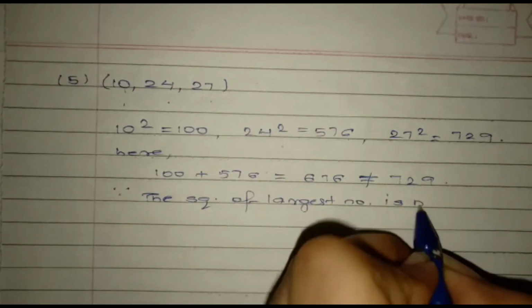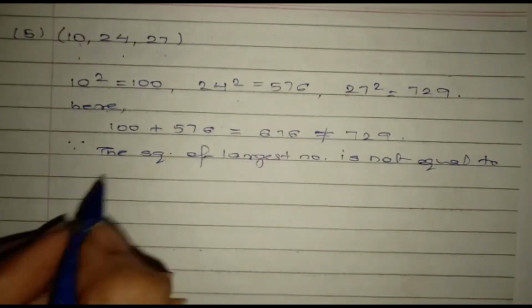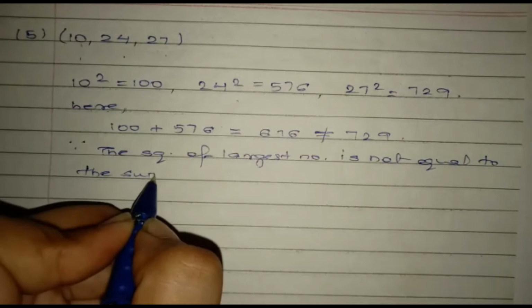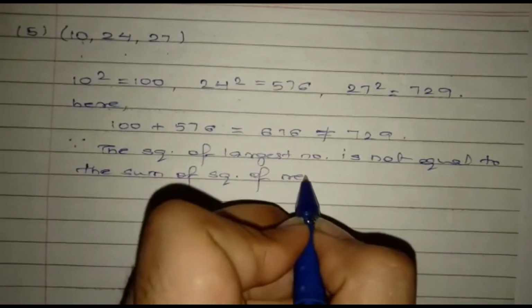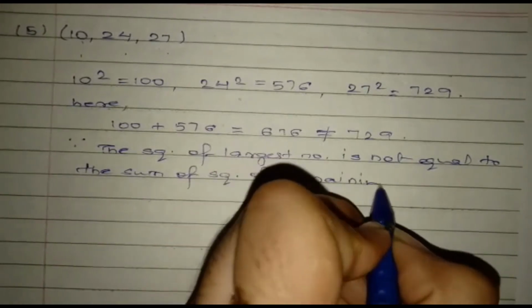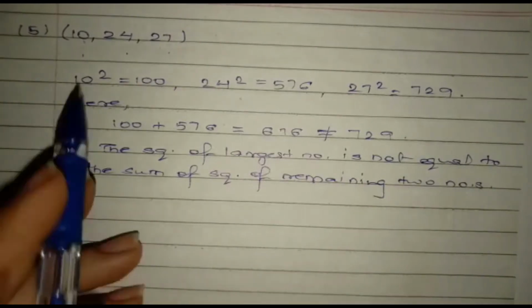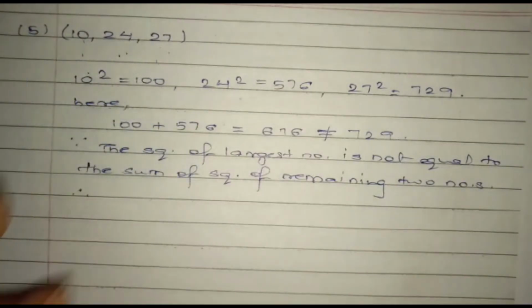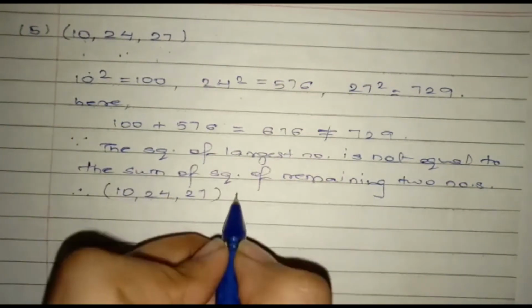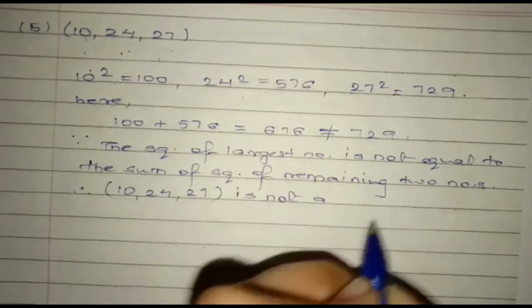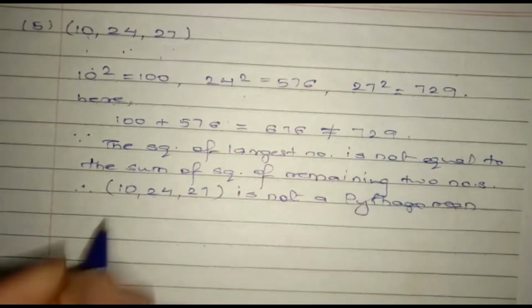Since the square of the largest number is not equal to the sum of the squares of the other two numbers, therefore 10, 24 and 27 is not a Pythagorean triplet.